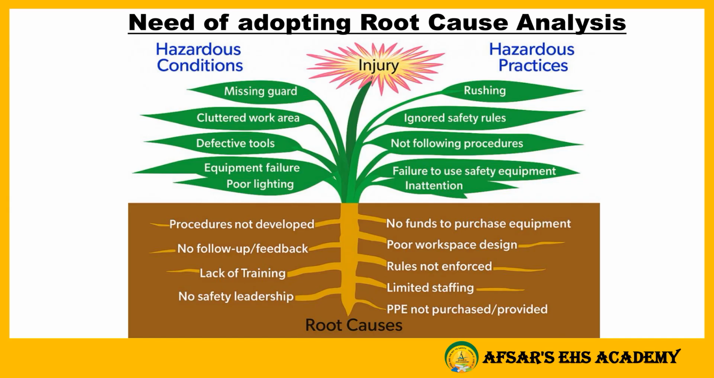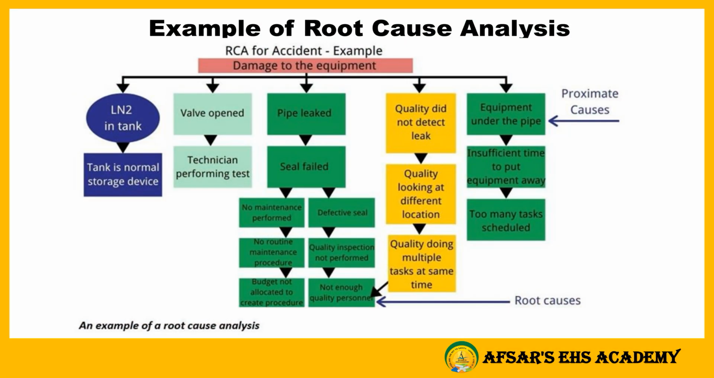So, a permanent solution of preventing accident recurrence is only possible when we remove the root of this accident weed. This is an example of how root cause analysis is carried out after an accident which resulted in the damage of the equipment. Here, firstly, all the direct causes of the accident are analyzed, and for each direct cause, analysis is done for finding the underlying and root causes due to which damage to the equipment has occurred.